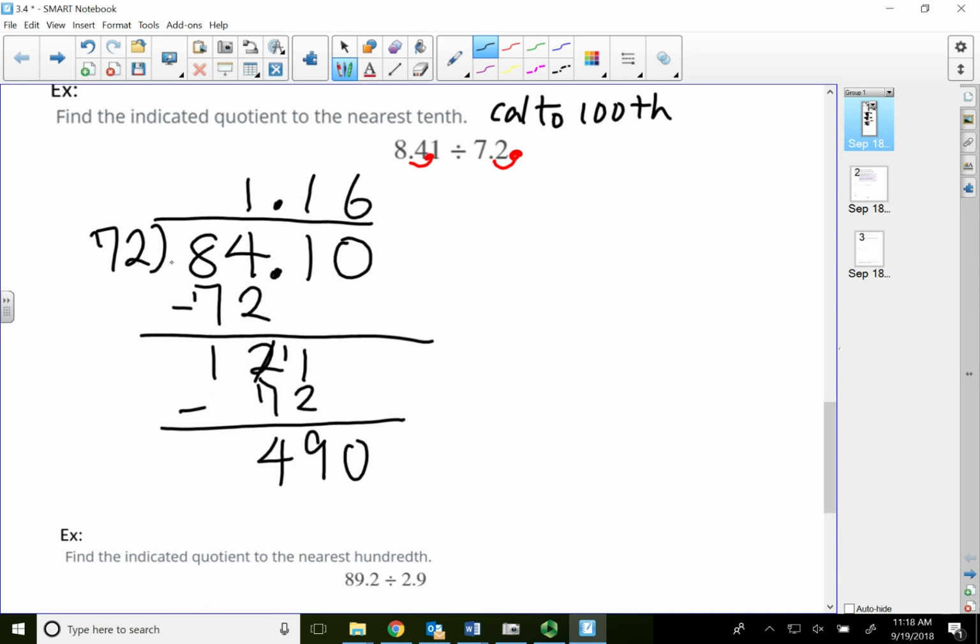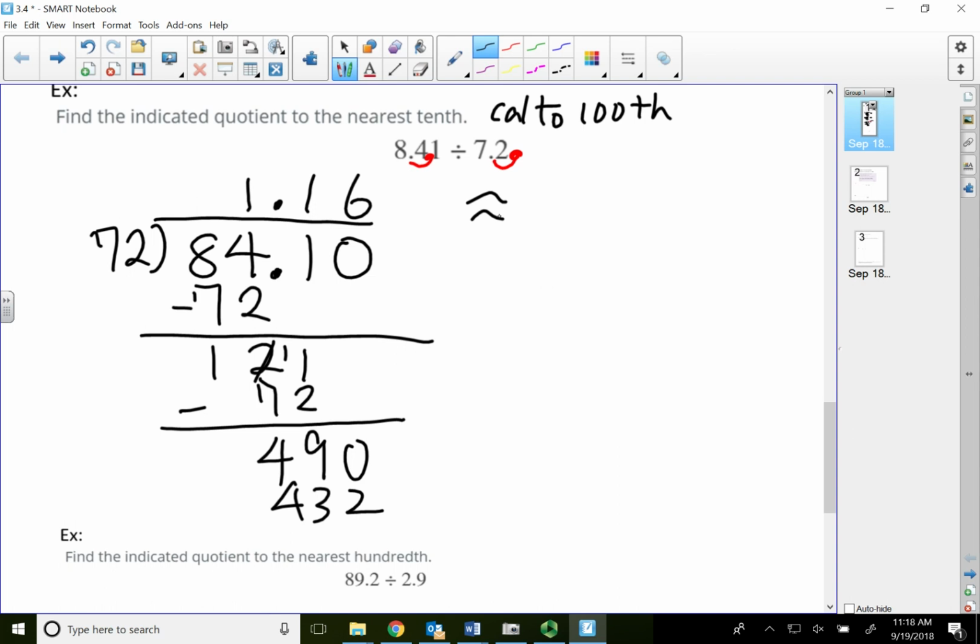I know 6 times 2 is 12. 6 times 7 is 42 plus 1 is 43. So I know my remainder right here is going to be lesser than 72, so I don't need to subtract. I can stop here because once I know what my 100th place is, I will know how I need to round my 10th place. So the 6 will make my digit on the 10th place go up.